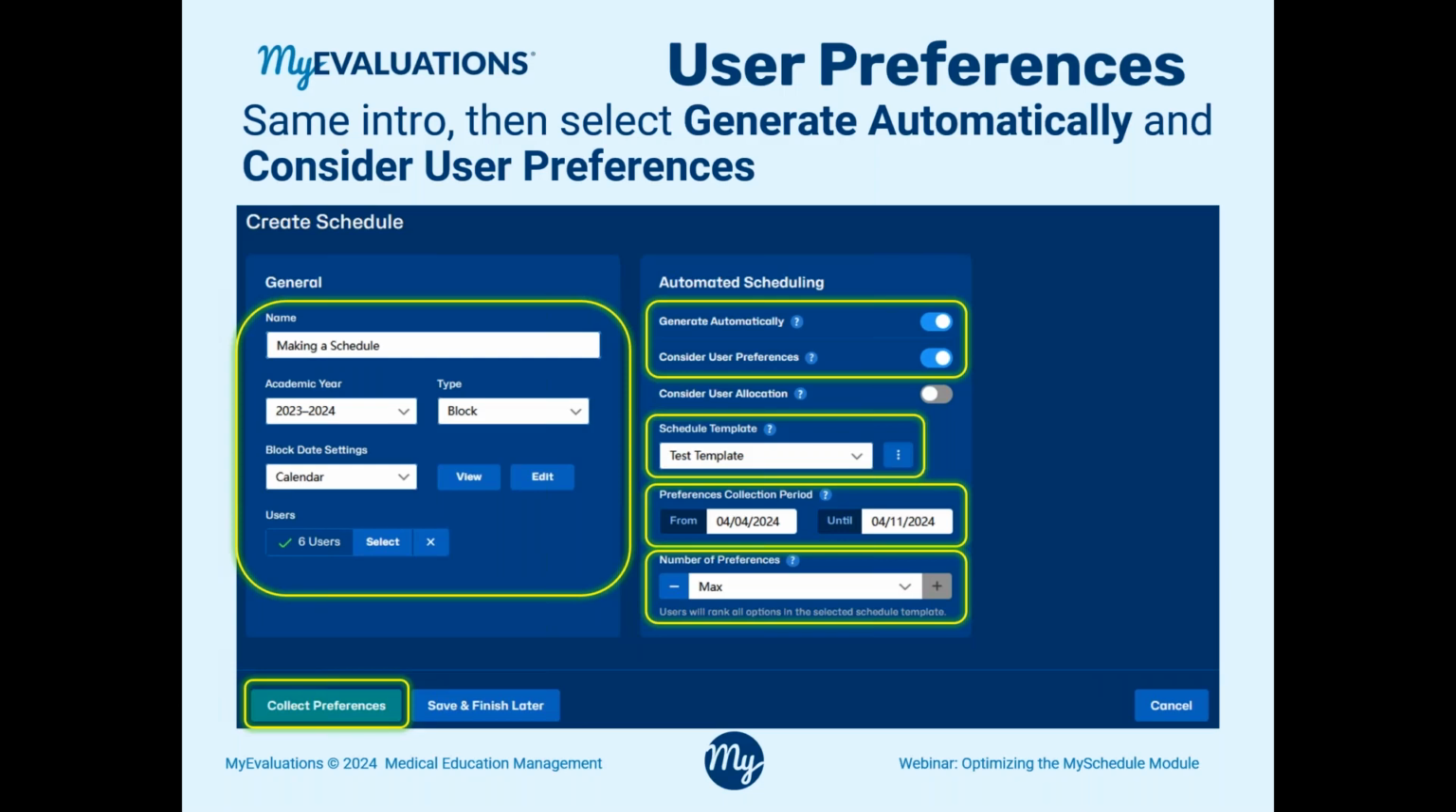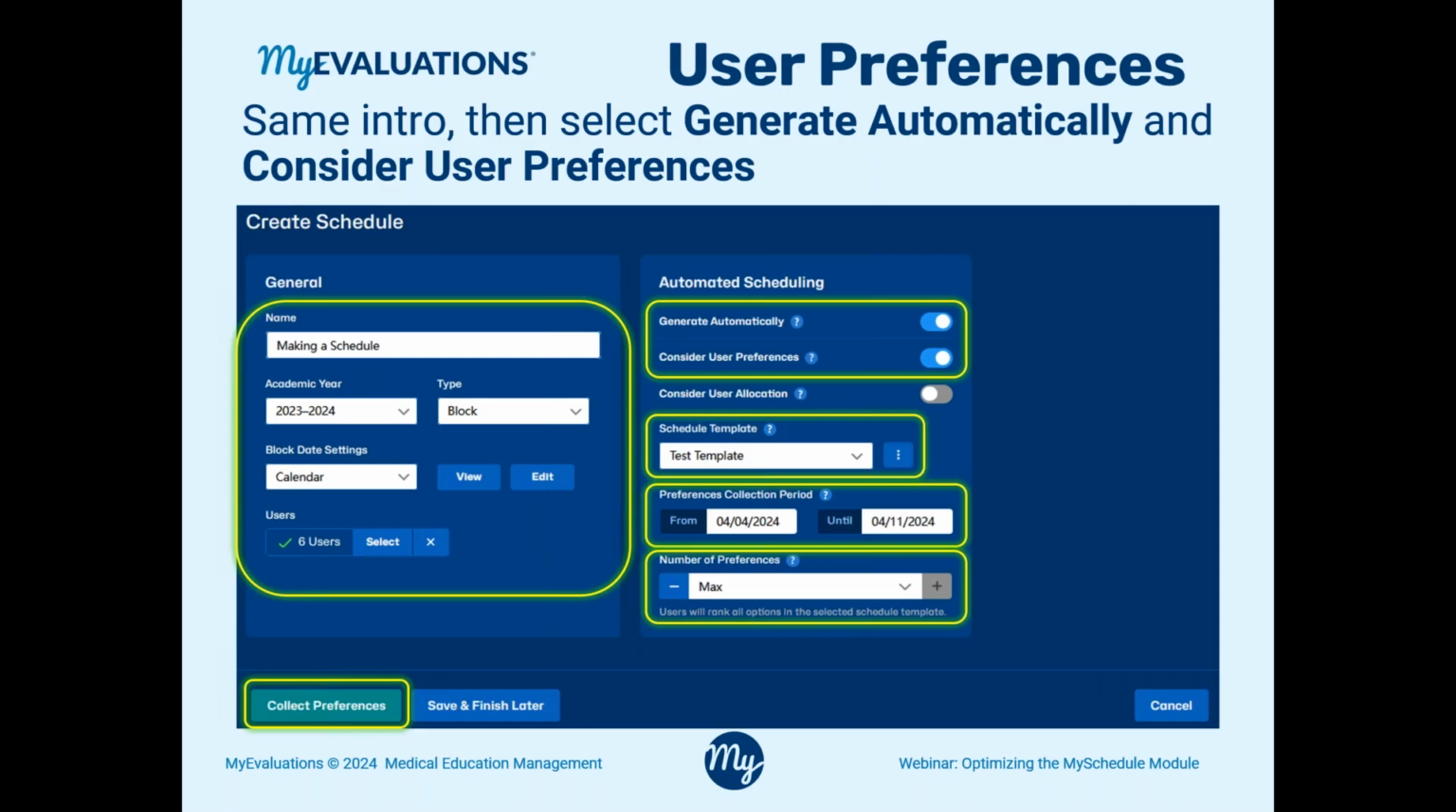On April 11th, so essentially midnight after April 11th, the system will then create the schedule based on a lottery system strictly based on the preferences that the residents have submitted.